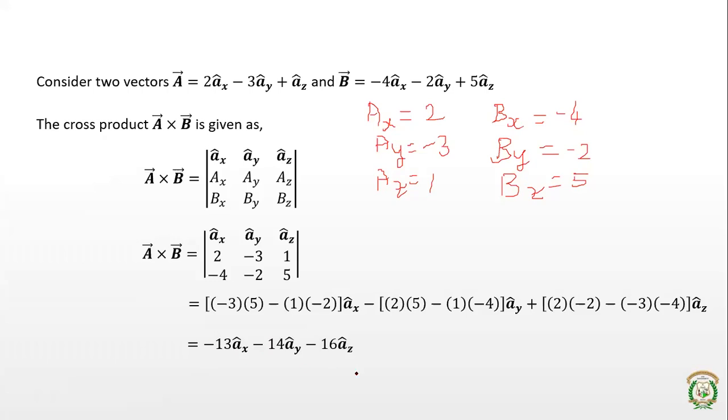The magnitude of this is obtained by the square root of minus 13 square plus minus 14 square plus minus 16 square. That will give the magnitude of the product, and this expression will give the direction. The unit vector in this direction will give the direction of this particular product. Okay, so that's about the cross product.